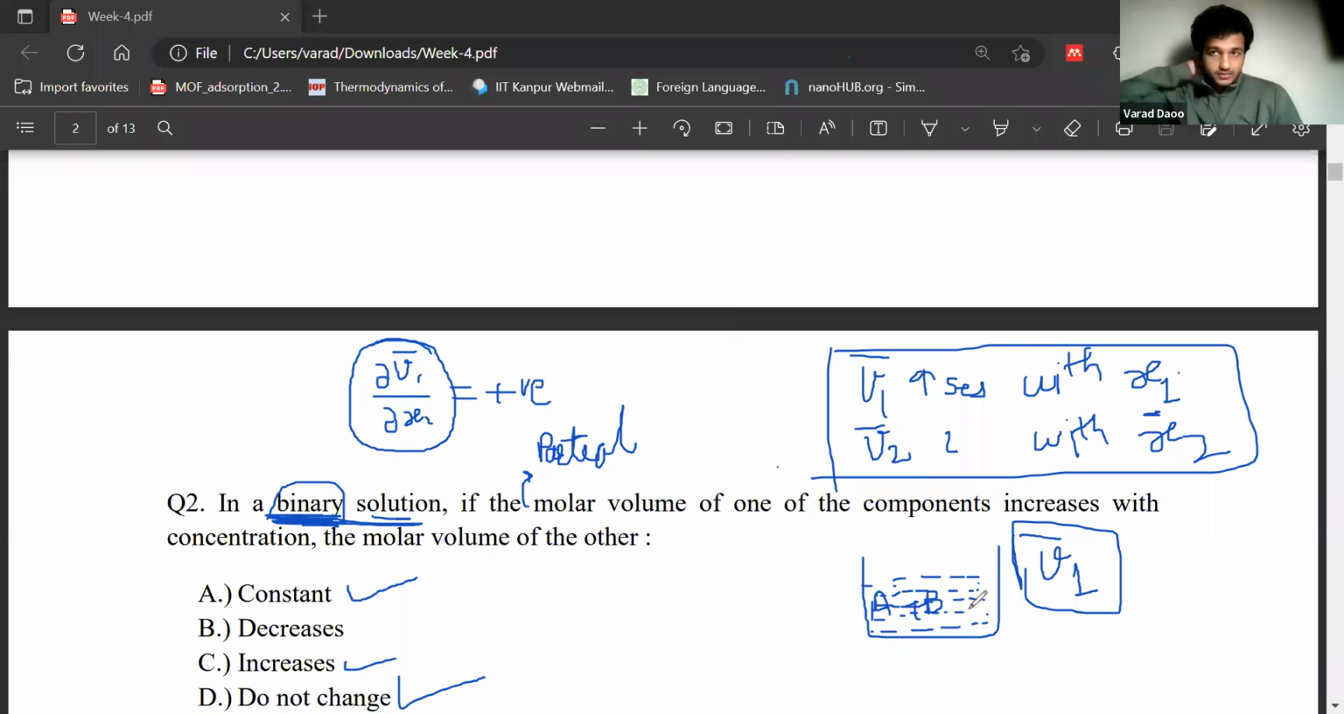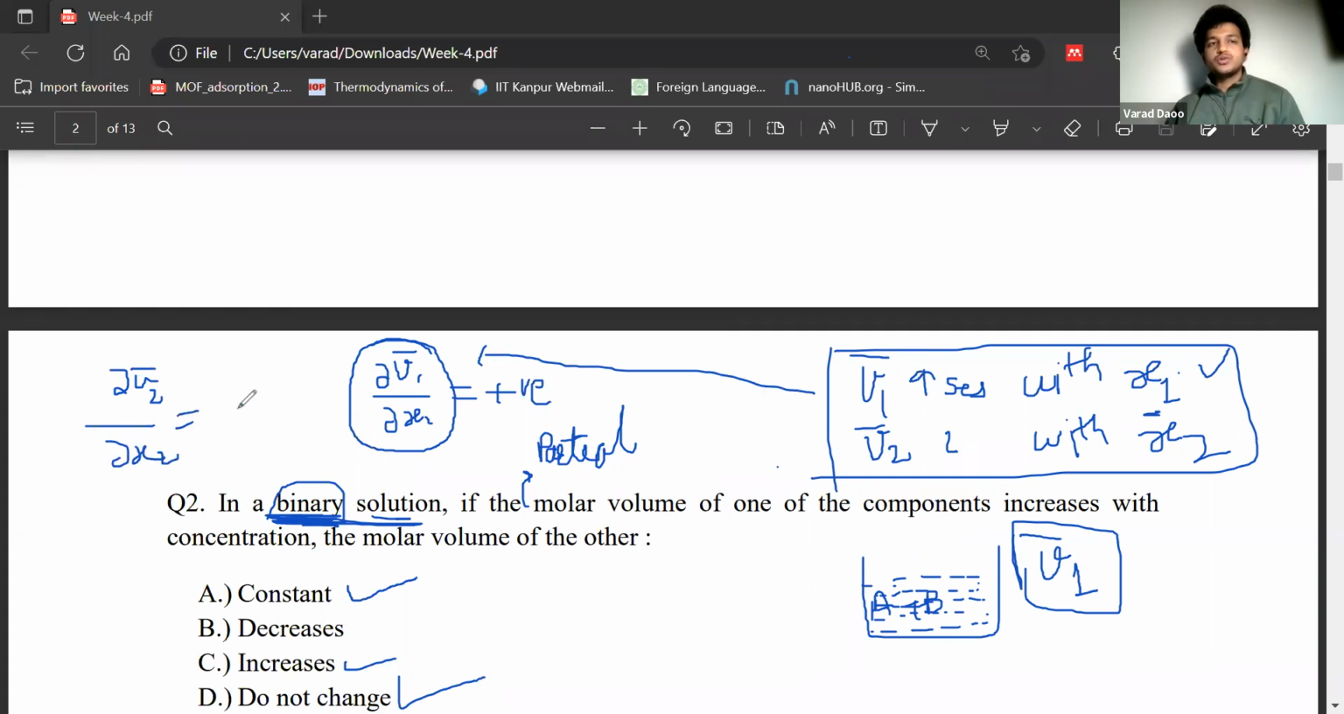So I hope the question is clear to everyone, right? So we have a binary mixture containing A and B, and partial molar volume of one of the components increases with x1. Now what is the correlation between the partial molar volume of the other component with respect to its mole fraction? The hint which I have given is, it has to do something with this derivative, right? So if somehow you are able to find whether dou V2 bar by dou x2 is positive or negative, you will be able to find the answer. So this is a hint.